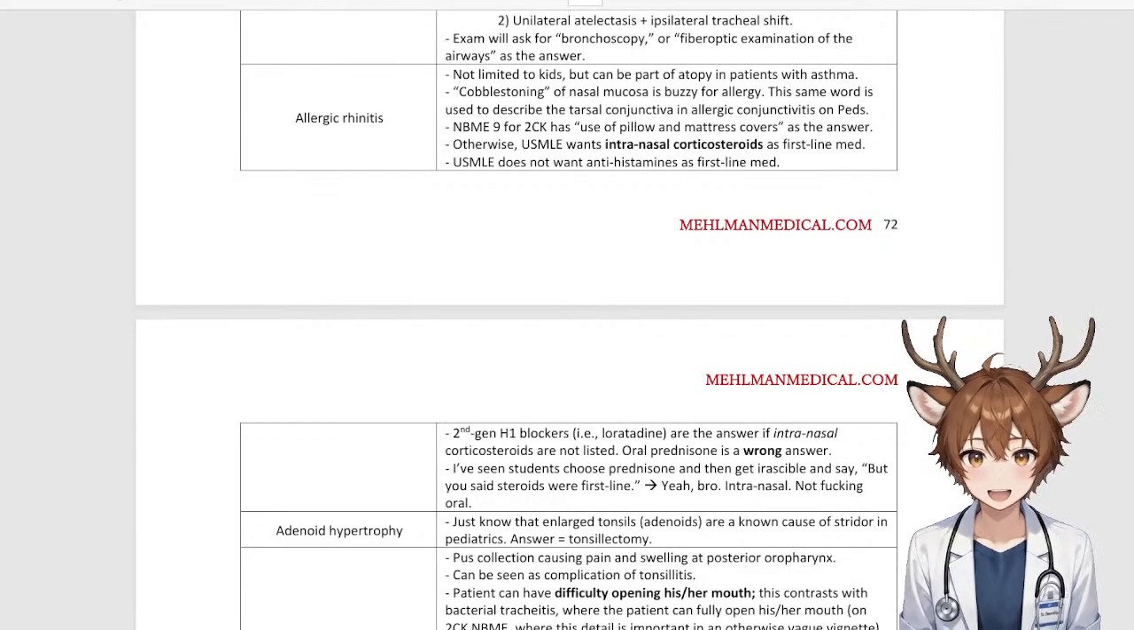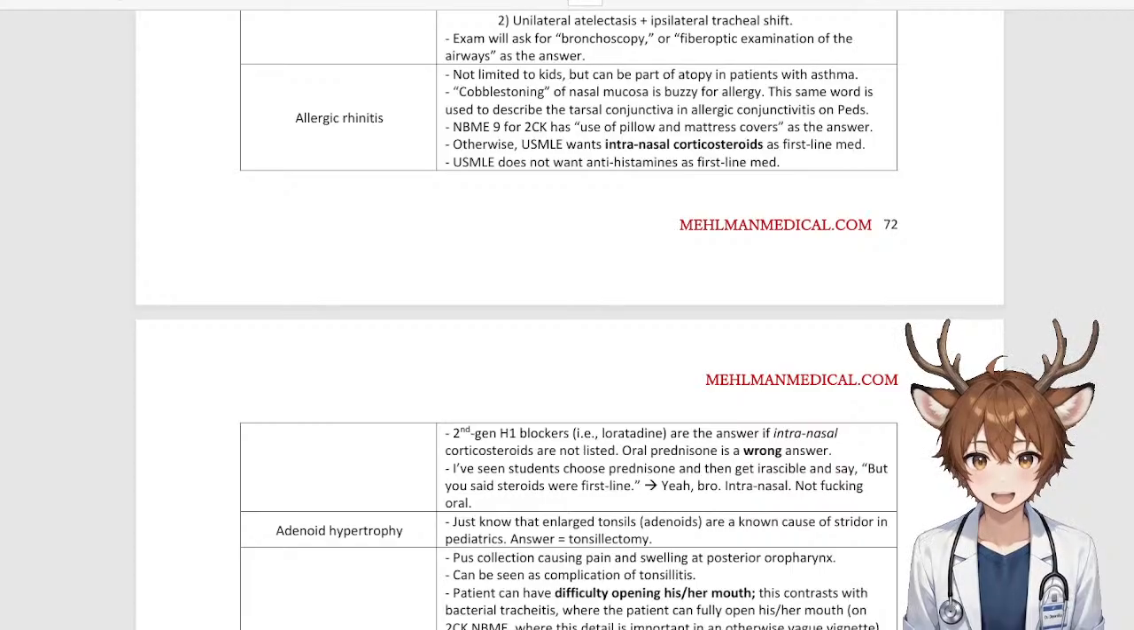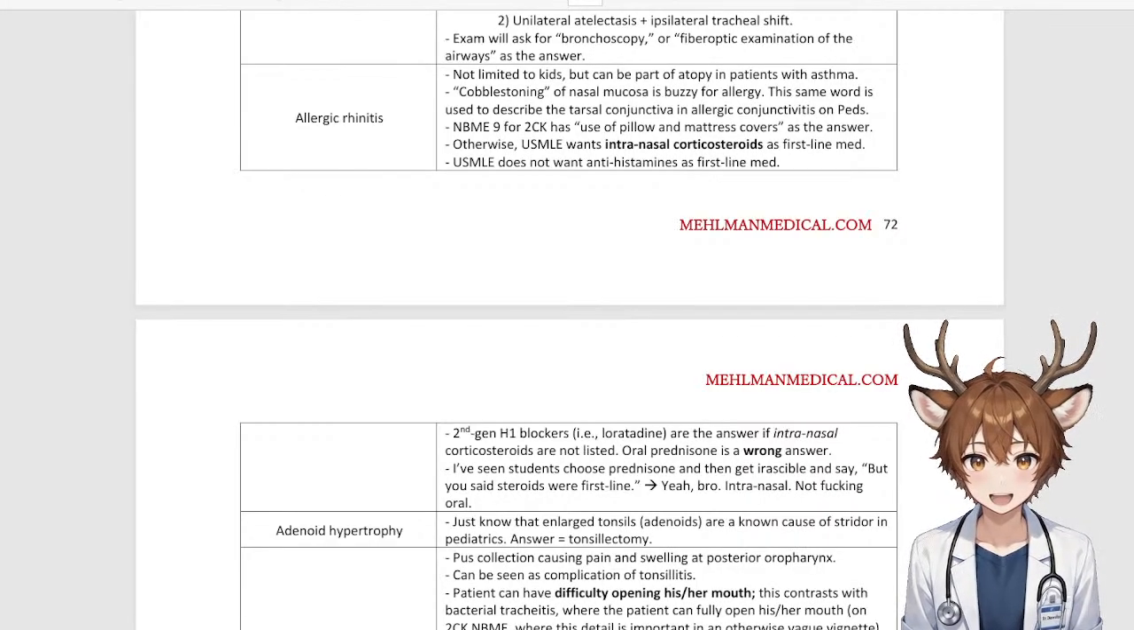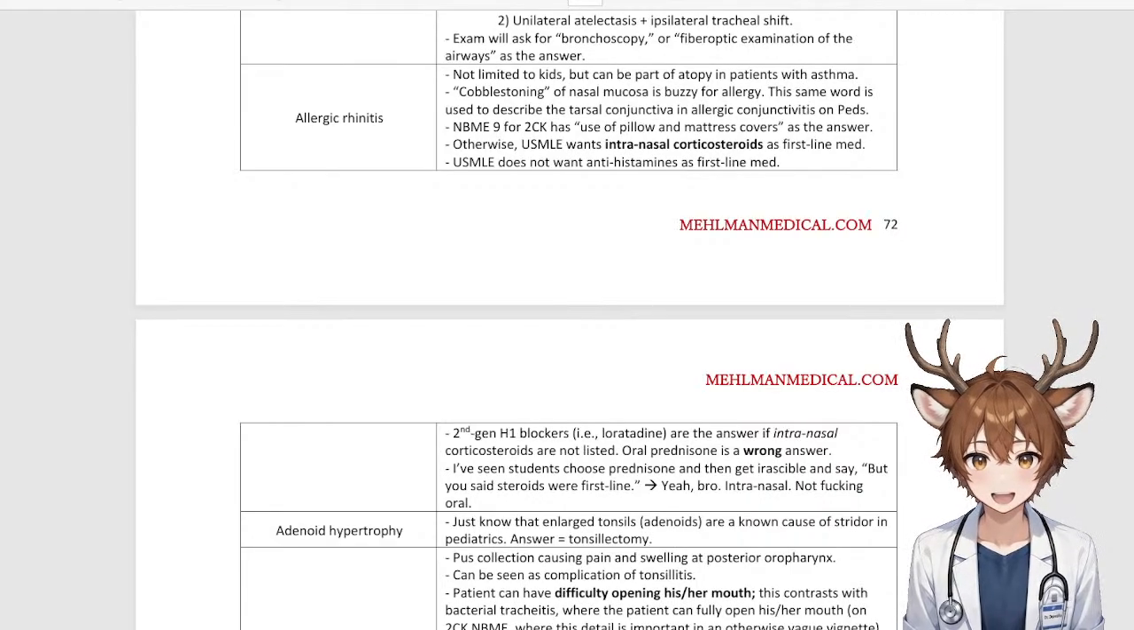Otherwise, USMLE wants intranasal corticosteroids as the first-line medication. USMLE does not want antihistamines as the first-line med. Second-generation H1 blockers like loratadine are the answer if the intranasal corticosteroids are not listed. Oral prednisone is a wrong answer.